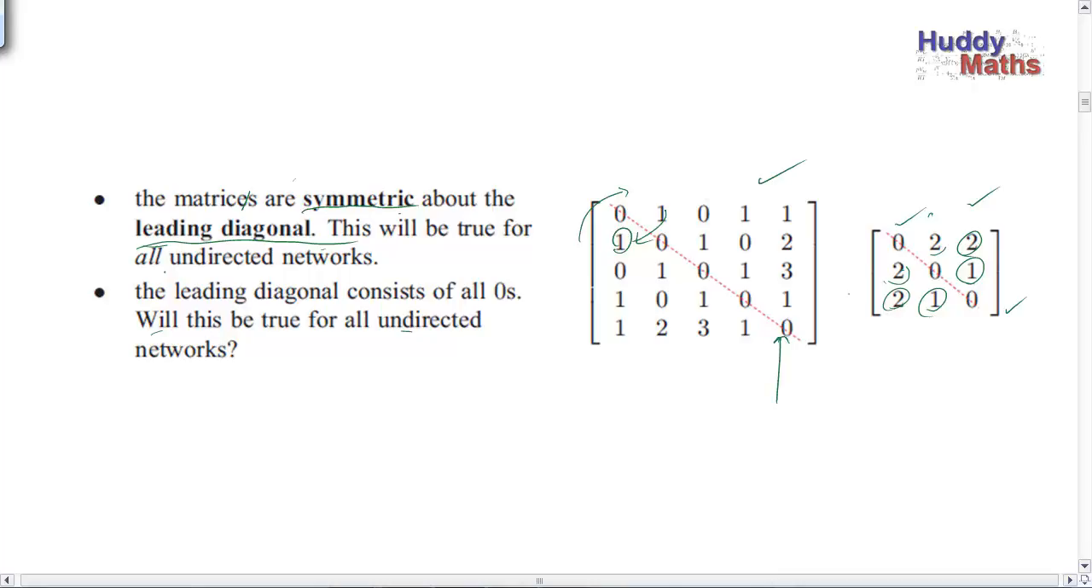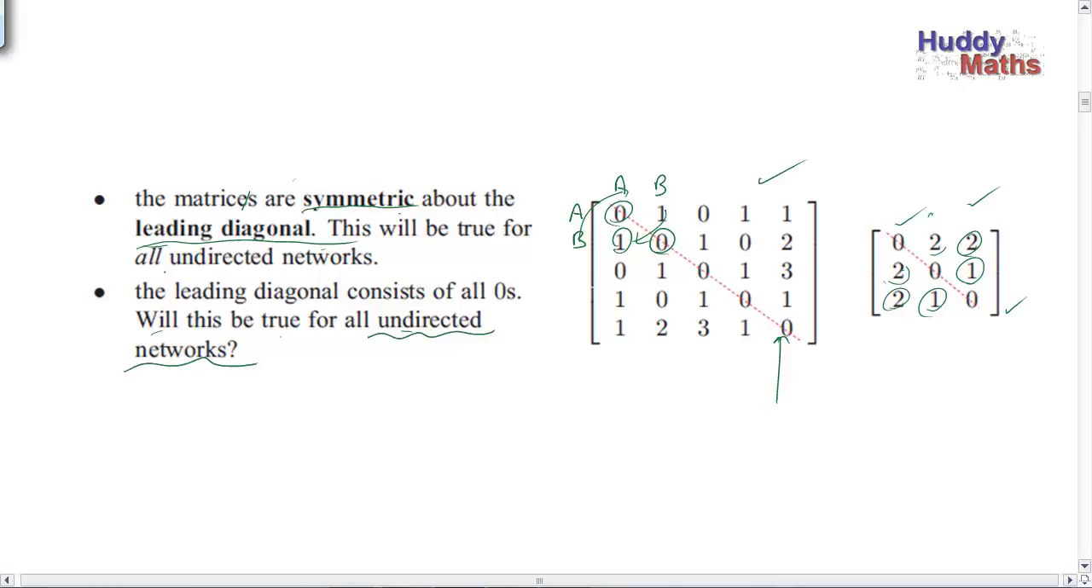It's all got zeros. What's true about that? Well, that's because if A was connected to A, there's no ways. B connected to B, there's no ways. They're already there. It's connecting to yourself, if you like. Doesn't make sense.